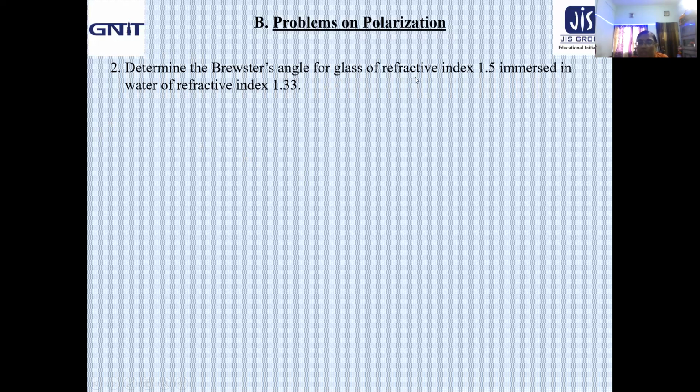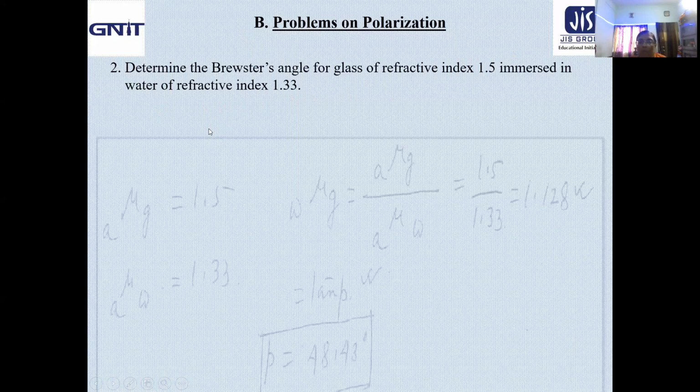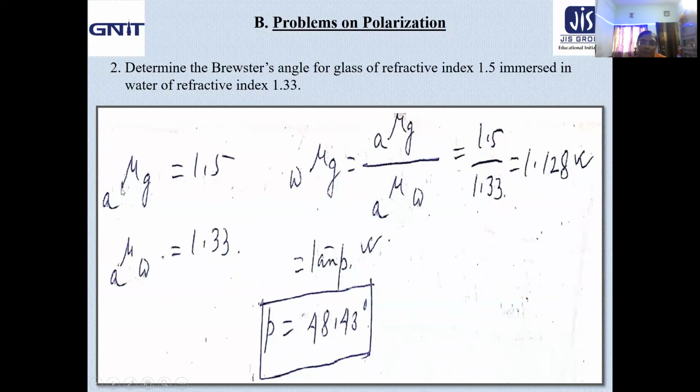That means with respect to air medium or free space, you can say, which is immersed in water of refractive index. That means water refractive index again with respect to the surrounding medium we are talking about, that is 1.33. So you are asked to find out the Brewster's angle for glass immersed in water. Individually, glass and water refractive indices are given. So how to solve it? Look at mu of glass with respect to air.